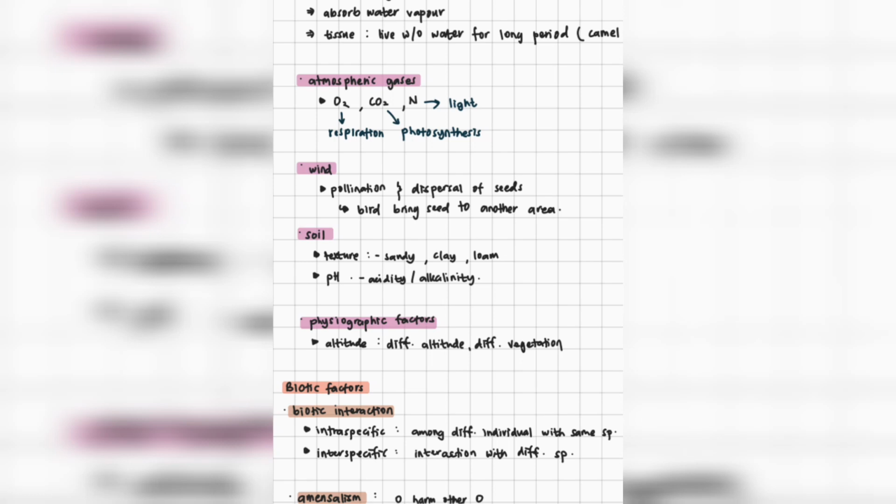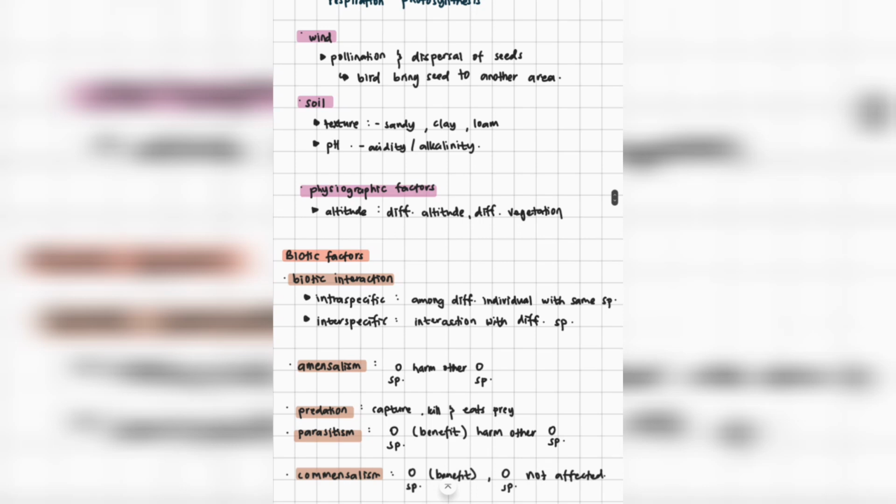Texture for soil, these factors will consist of sandy, clay, and loam soil, and also depend on the pH. Is it acidity or alkalinity? Alkaline. Physiographic factor: different altitude will give different vegetation.